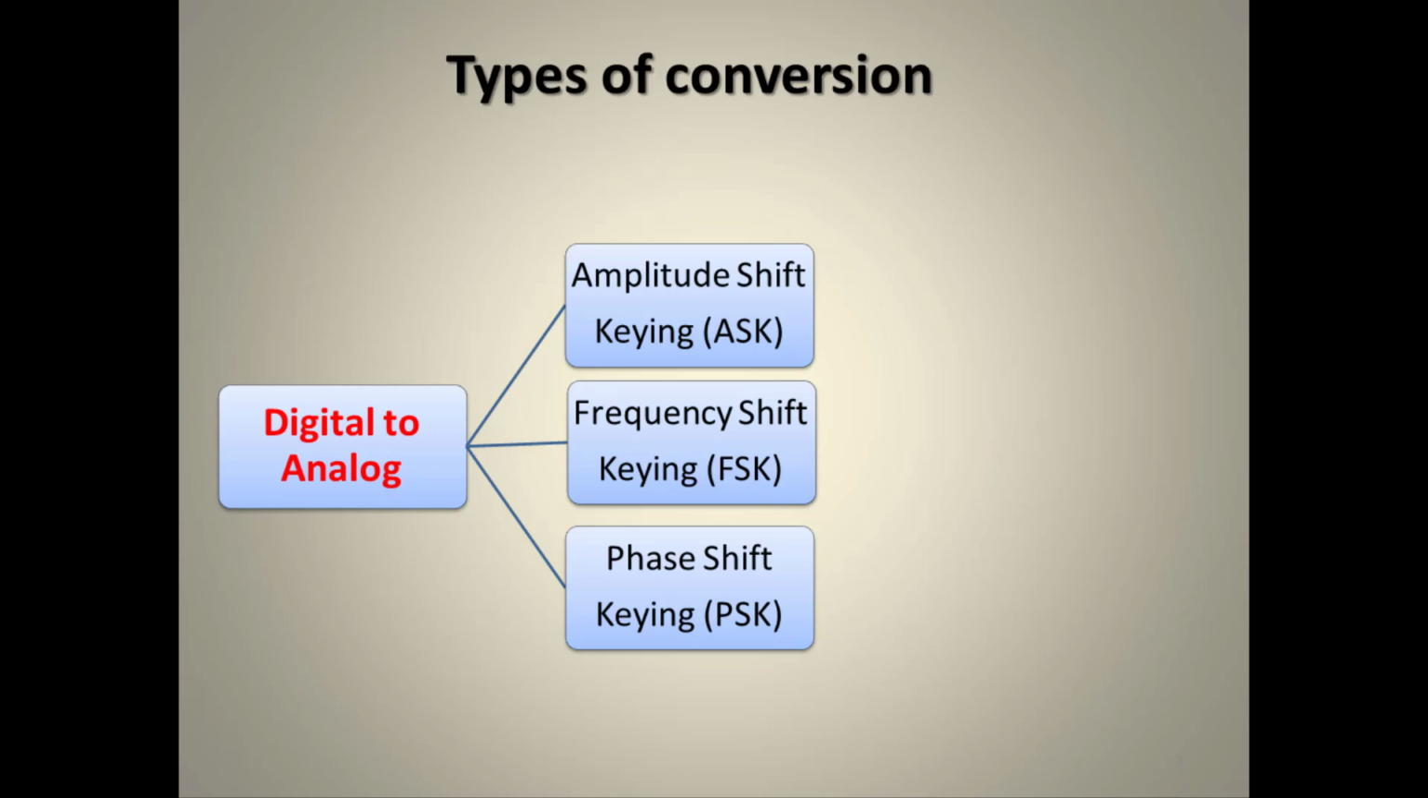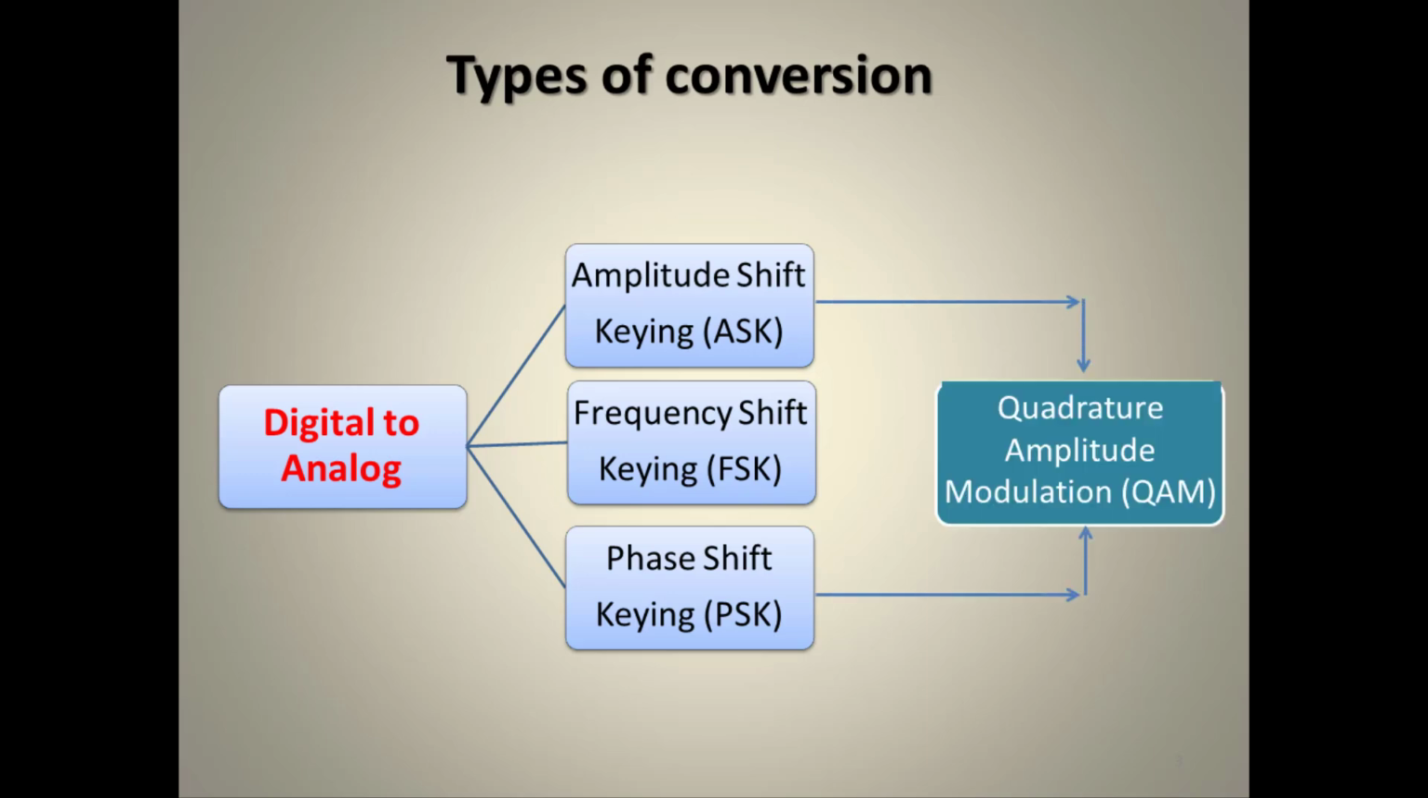Now there are various types of conversion. These are the conversions. The first one is amplitude shift keying, ASK. Second is frequency shift keying, FSK. Third is phase shift keying, PSK. And we combine ASK and PSK to get quadrature amplitude modulation, that is QAM. So first of all, let us see the meaning of amplitude shift keying.